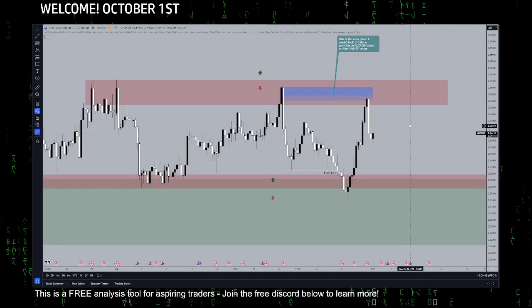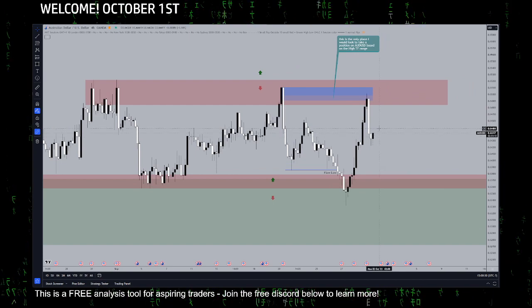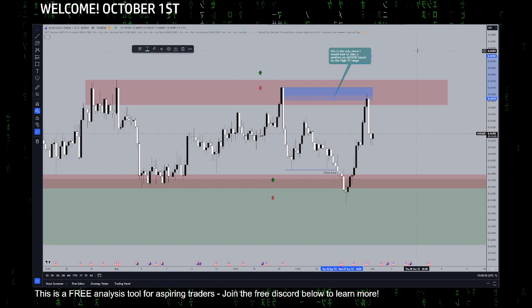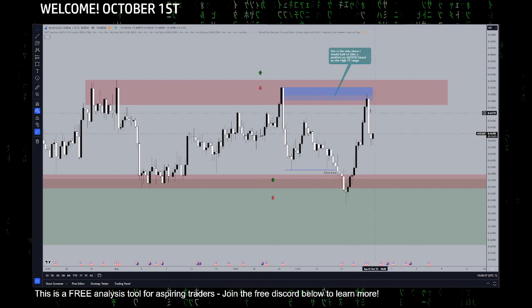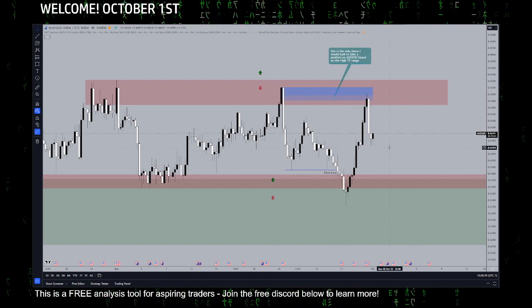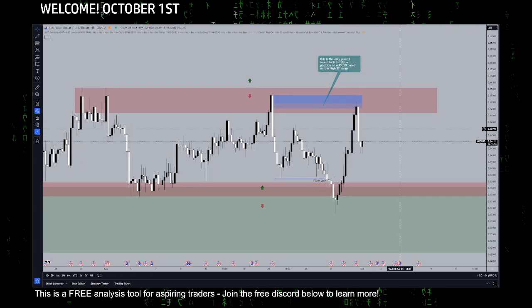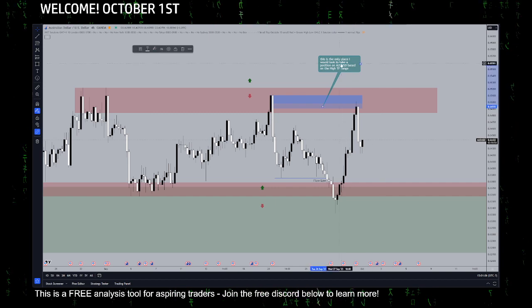Now, this week we do have some RBA interest rate decisions, so that might shake things up a little bit. But I'm still not going to be looking to take any trades on AUDUSD as long as we're in this range. It's going to be a few weeks, if not a month or two, until I'm really focusing on AUDUSD again.